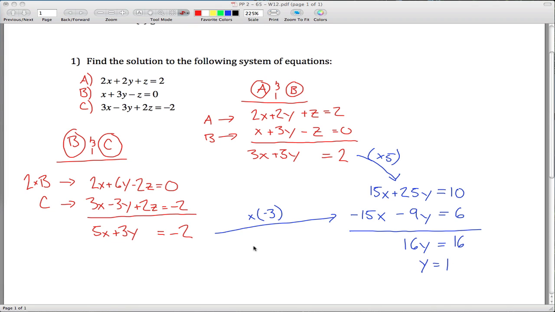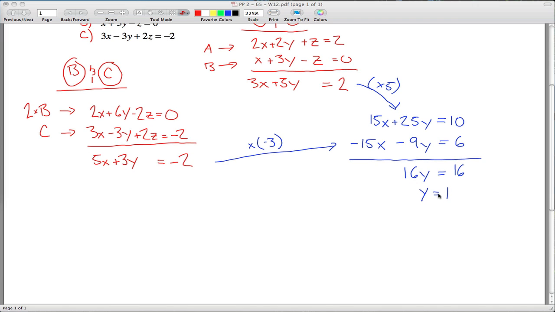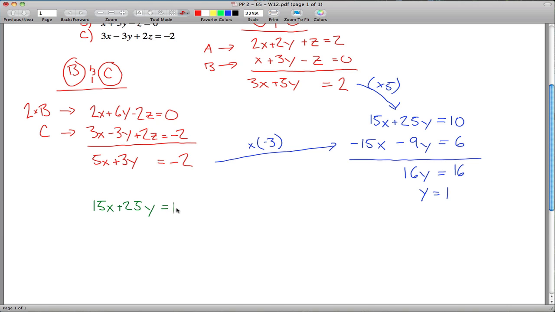Maybe we change color again. All right, let's see. We know y equals 1, so we could plug that into one of these equations, maybe the top one, since the numbers are all positive. 15x plus 25y is equal to 10, but y is equal to 1, so 15x plus 25 is equal to 10. Subtract 25 from both sides, and you get 15x is negative 15. And divide by 15, you get x is negative 1. And now finally, we got x equals negative 1, y equals positive 1.